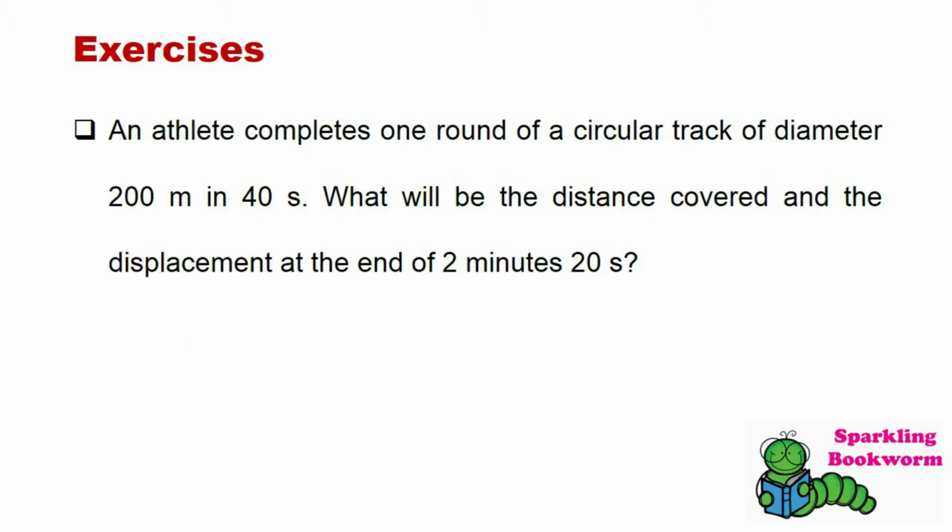Exercises. An athlete completes one round of a circular track of diameter 200 meters in 40 s. What will be the distance covered and the displacement at the end of 2 minutes 20 s?